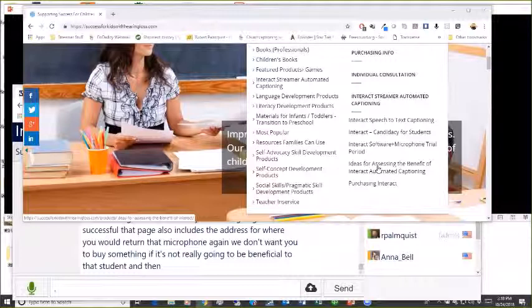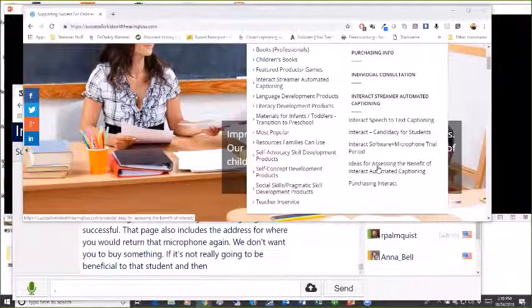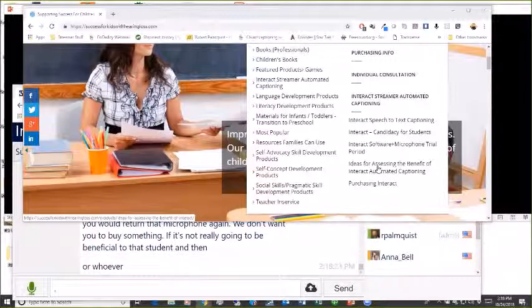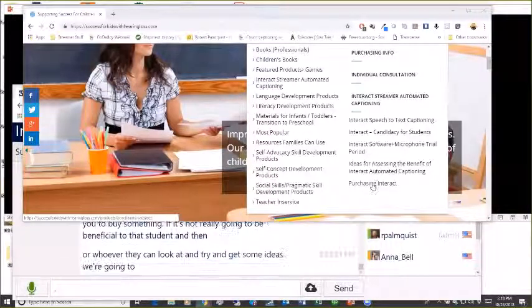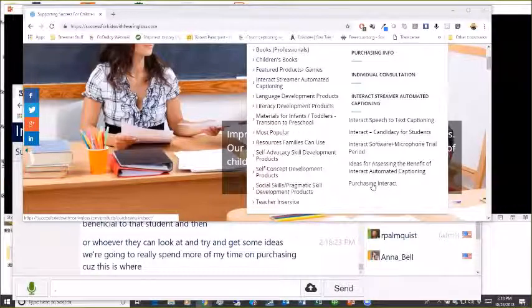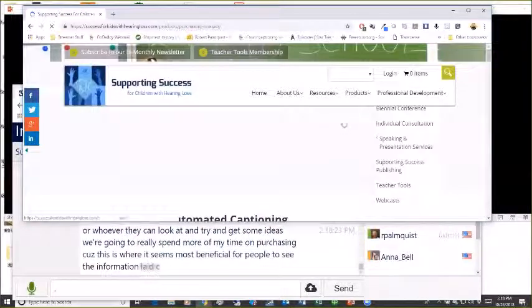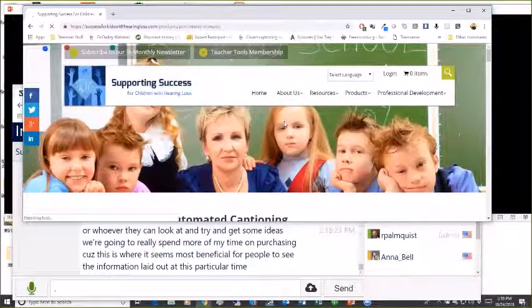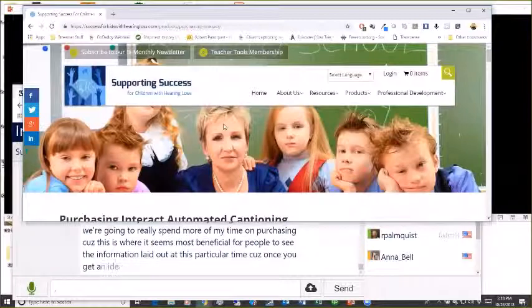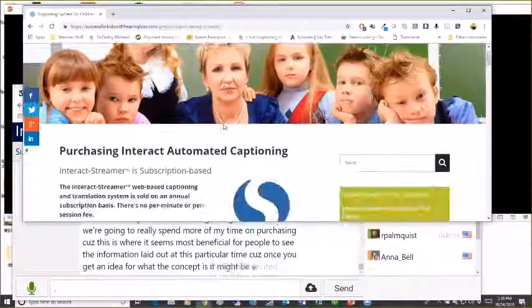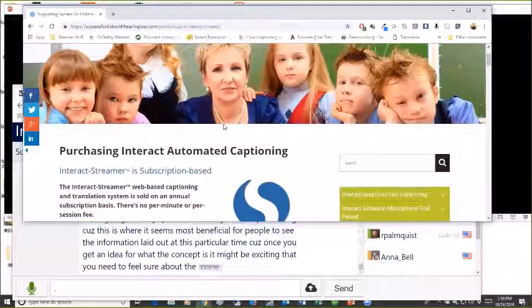It's not all inclusive, but it's a way that probably the teacher or the deaf ed or whoever that key contact person is that works closely with that student, they can look at and try and get some ideas. We're going to really spend more of our time on purchasing, because this is where it seems most beneficial for people to see the information laid out at this particular time. Because once you get an idea for what the concept is, it might be exciting, but you need to feel sure about the money before you talk to anybody else.